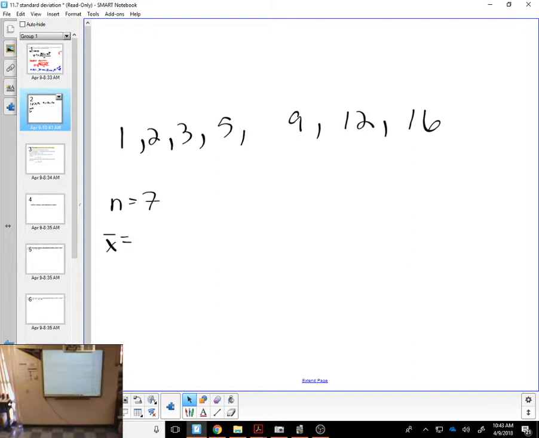Oh, I don't like this. I might be wrong. Alright, let's change it. Let's change that 16 to a 17 and see what that does, just because I want some nice whole numbers in here. Okay? What does that give you for an x bar? Seven, right? Okay, cool. Now that's just a coincidence, but whatever.